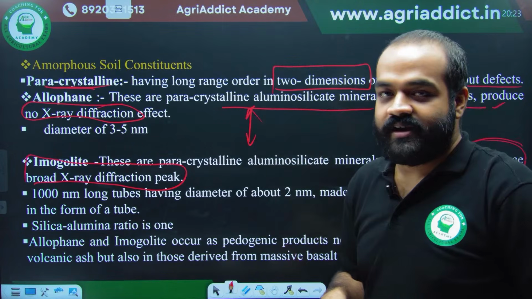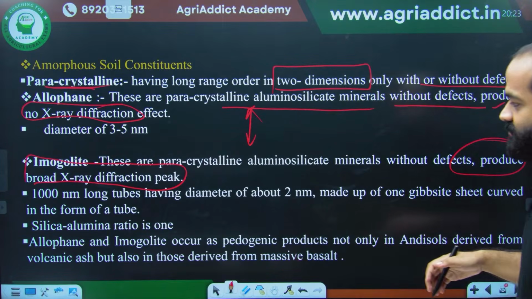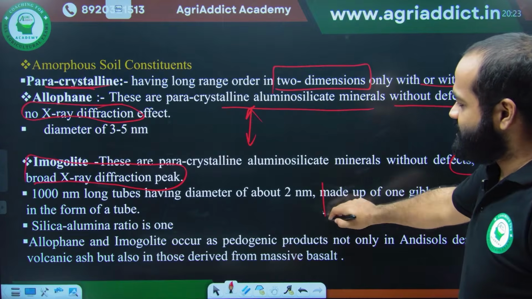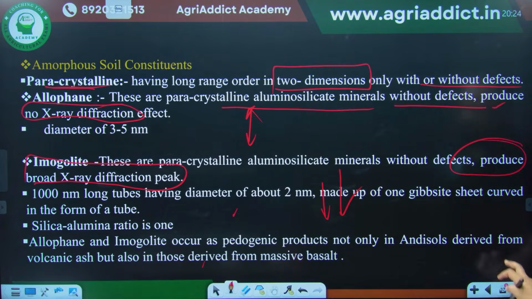From allophane and imogolite, there is one question also in the later part. We will see whether you can manage to do it or not. So these are the structures. These you can read from the PPT or also from the book. There is nothing to explain here.